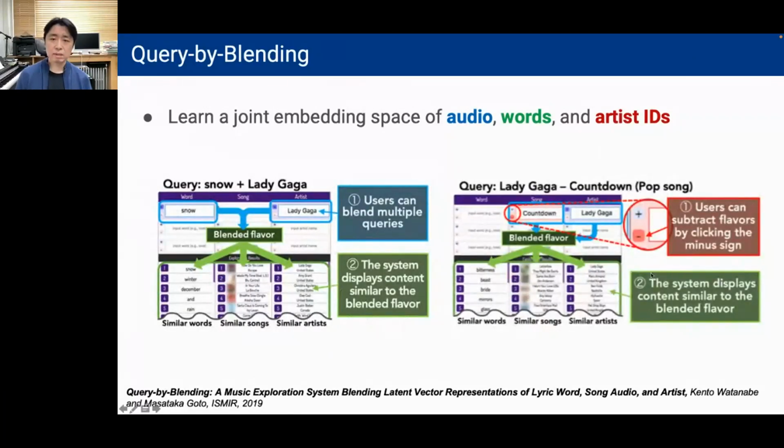What's nice about this approach is that audio, words, and artist ID are all in exactly the same embedding space. Therefore, addition or subtraction arithmetic is semantically applied to the retrieval. For example, if a user uses multiple queries with a plus sign, the system displays songs similar to the blended flavor of the different aspects. And if the user uses multiple queries with a minus sign, the system removes the songs with the flavor of the negative query.